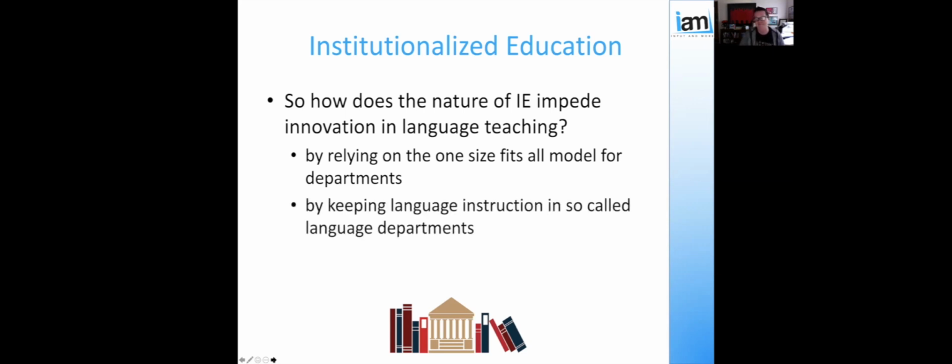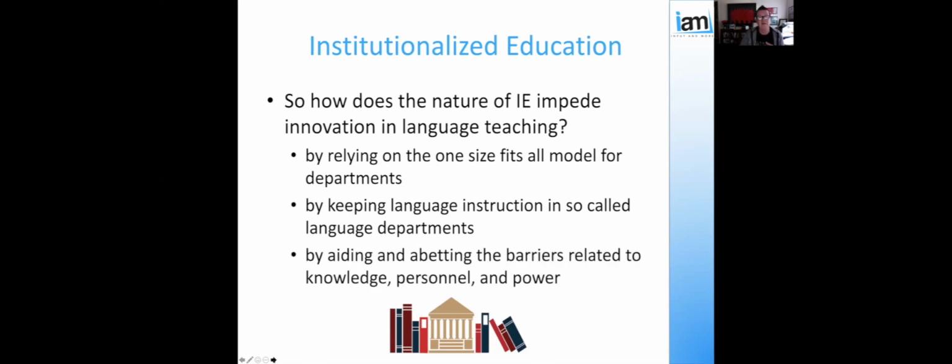Administrators like the one-size-fits-all approach. By keeping language instruction in so-called language departments, that's also a problem because that may not be the best place for language learning. Language departments are really not language departments. They are, as I said, something else. And institutionalized education aids and abets those barriers related to what we talked about before: knowledge, personnel, and power. Those are all part of what institutionalized education does to keep us from innovating.